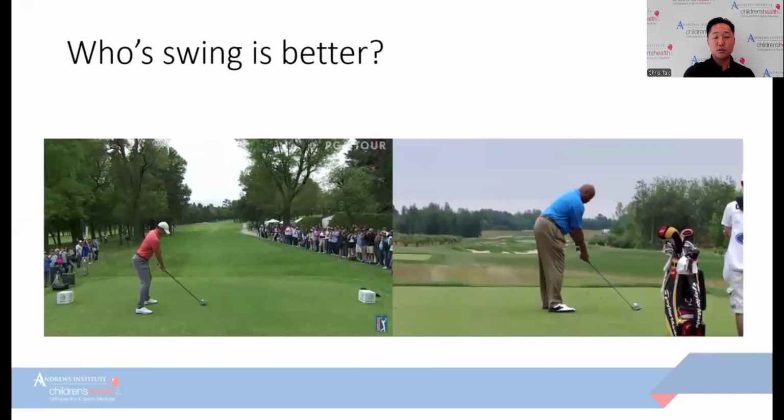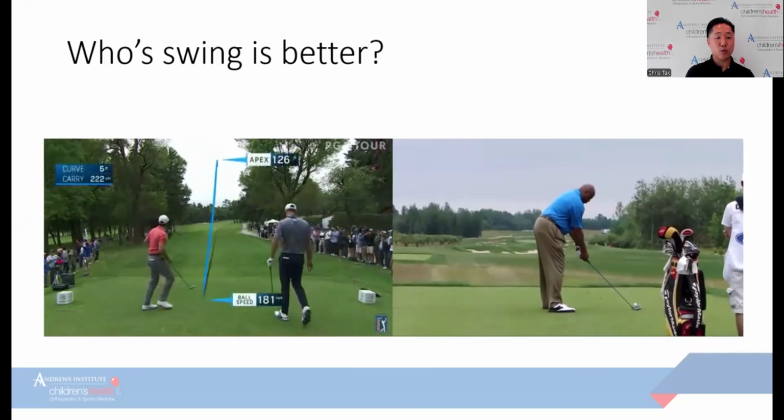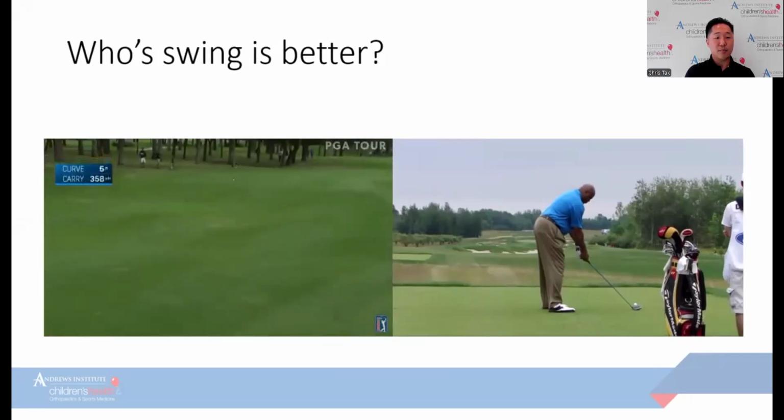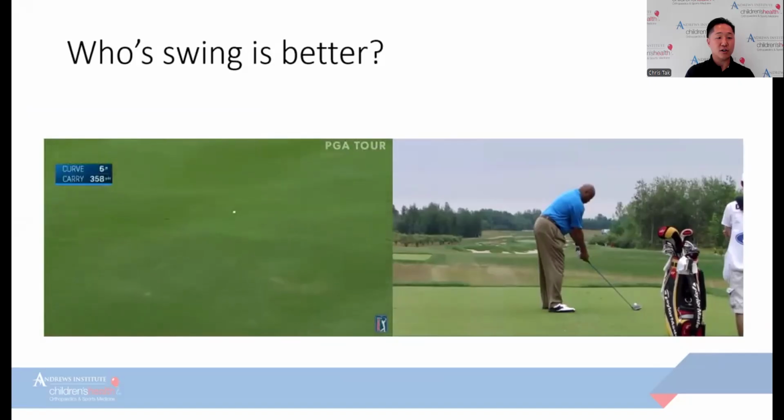So we're going to look at these two golfers here. One on the left, his name is Rory McIlroy, and then one on the right is Charles Barkley. So we'll start with a professional golfer and his swing. As you can see here, the ball speed is 181 miles per hour. Carry at about 358 yards and curve of 6 feet.